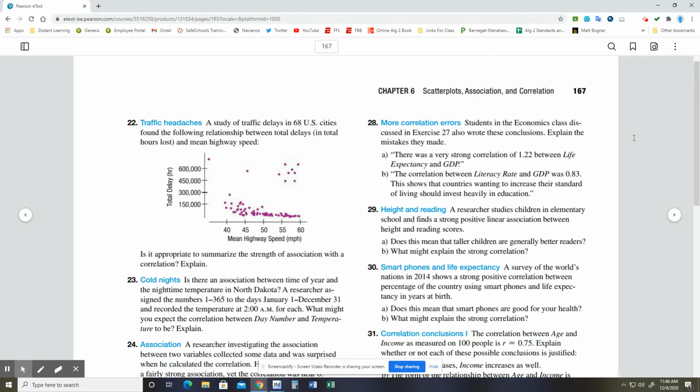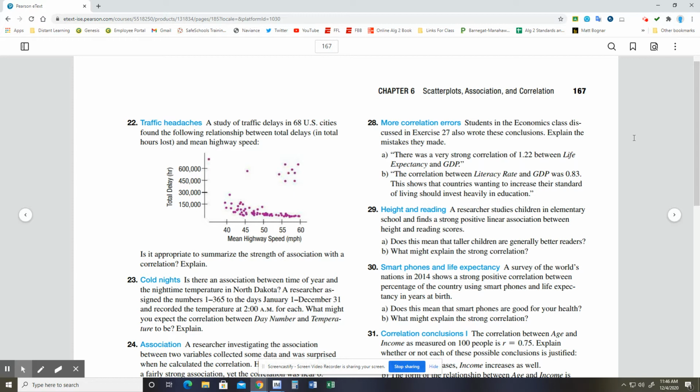Going to number 28. Same situation. Explain the mistakes that they made. There's a very strong correlation of 1.22. I'm going to stop you right there. Correlation can only be measured between -1 and +1. Clearly a mistake.